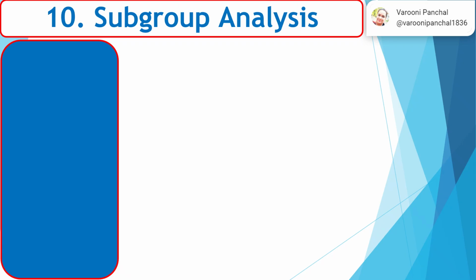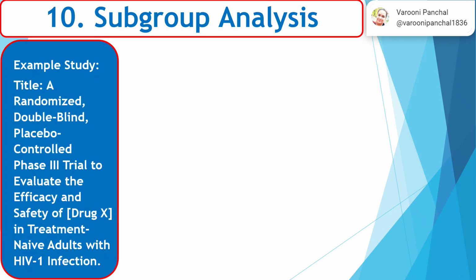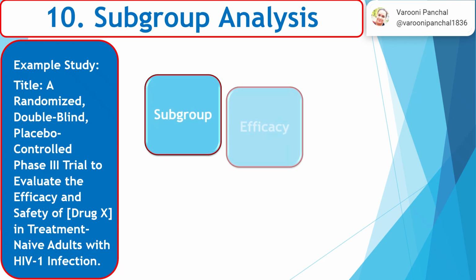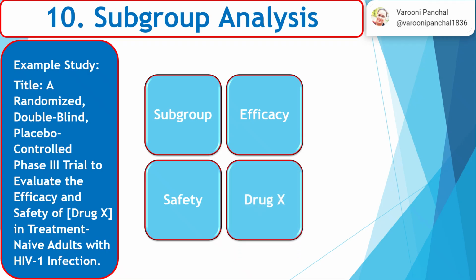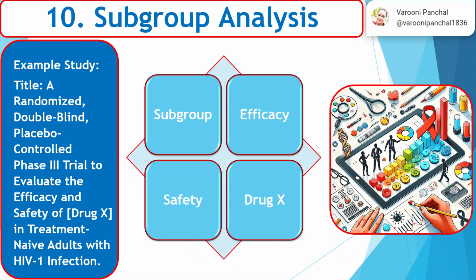Number 10. Subgroup analysis. Example. Study title. A randomized, double-blind, placebo-controlled phase 3 trial to evaluate the efficacy and safety of drug X in treatment-naive adults with HIV-1 infection. Subgroup analysis is used in clinical trials to examine whether the treatment effect is consistent across various predefined patient groups. In an HIV clinical trial, analyzing the efficacy and safety of a drug like drug X in different subgroups is essential for understanding if the treatment works equally well across diverse populations or if specific groups respond differently to the therapy.